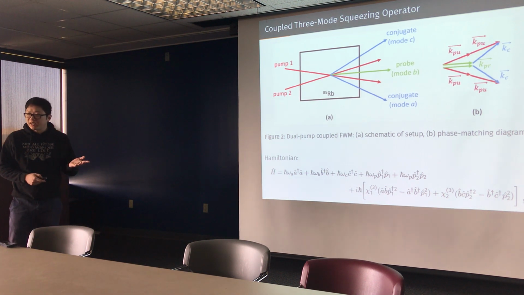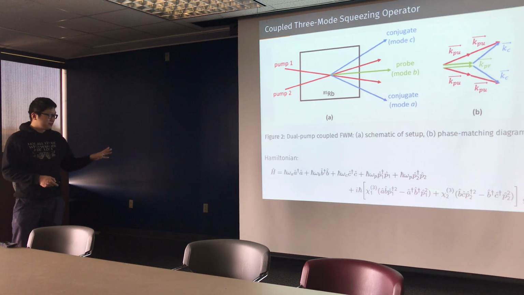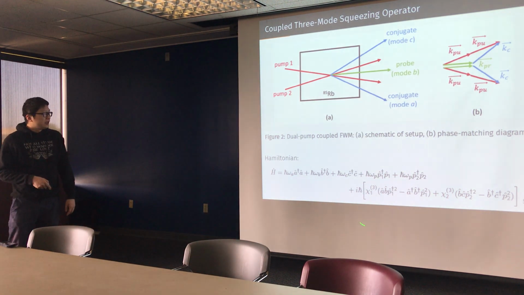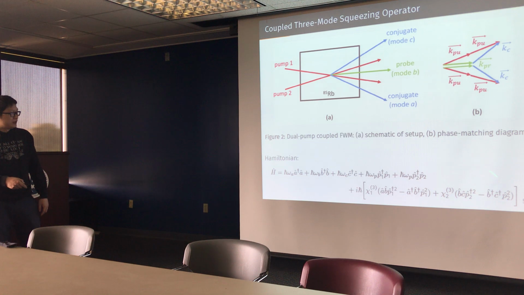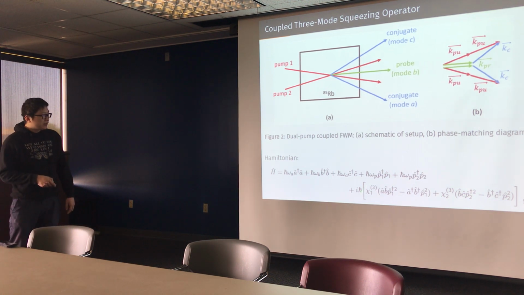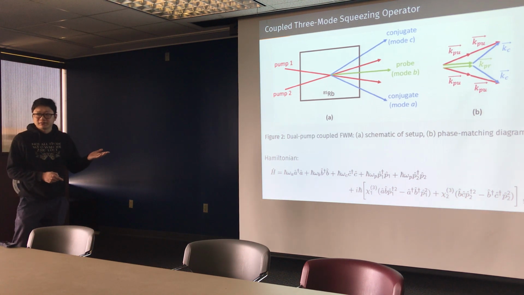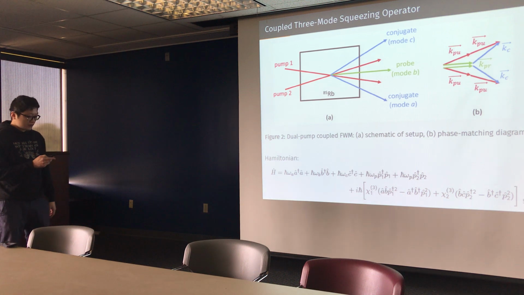Here I've omitted the atom terms just for simplicity. That would be way too long if we included them. The A, B, C operators are the mode operators for each mode. P1 and P2 are the mode operators for the pumps. And this part is the interaction part, where we couple two pump photons to modes A and B, or two pump photons to modes B and C. The chi3-1 and chi3-2 are the third order nonlinearities for this nonlinear process.